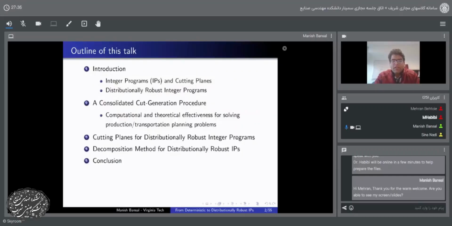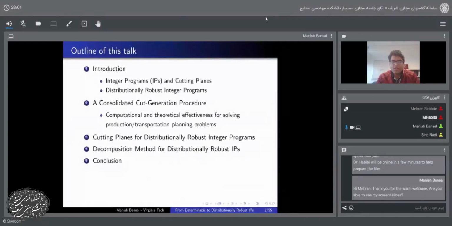So the outline of this talk is as follows. Initially, I will spend some time to introduce integer programs and cutting planes. I'm sure many of you might be familiar with integer programs. You might have studied them in OR courses, but if not, we will touch base on basic definitions. And then we will also go through the basic definition of distributionally robust integer programs.